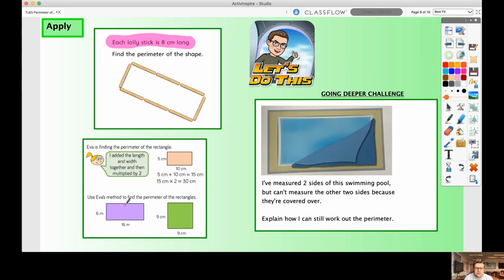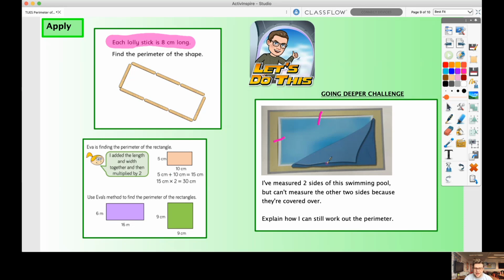Try and work those 2 out using Eva's method. We've just done the first one together. And then you've got a Going Deeper challenge that I'd love for everyone to have a go at. So I've got a swimming pool here, but part of it's been covered over by the tarp. Now I can measure this side and I can measure this side. I've measured 2 sides of this swimming pool, but I can't measure this one and I can't measure that one because they're covered over. So I don't think I can work out the perimeter of this shape.